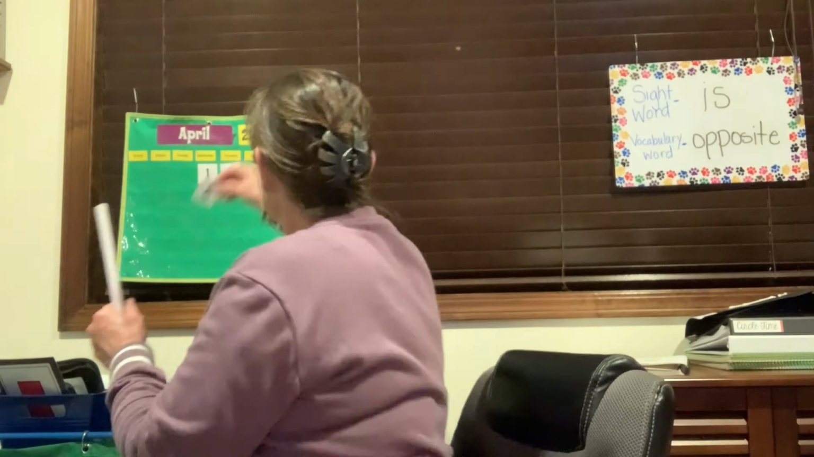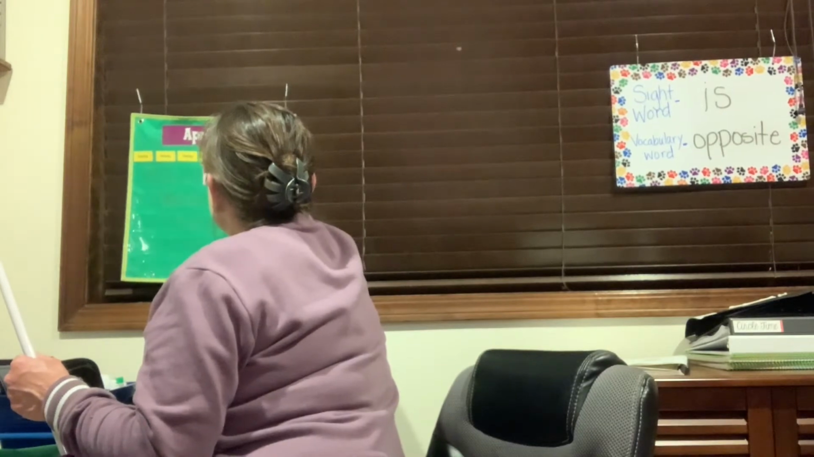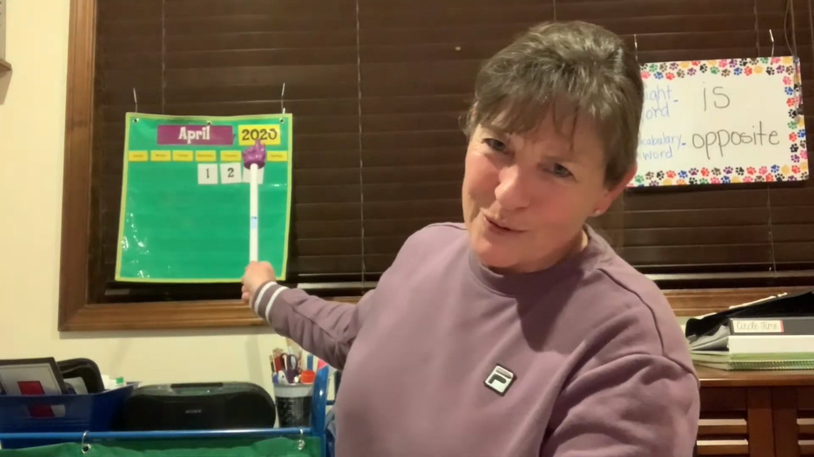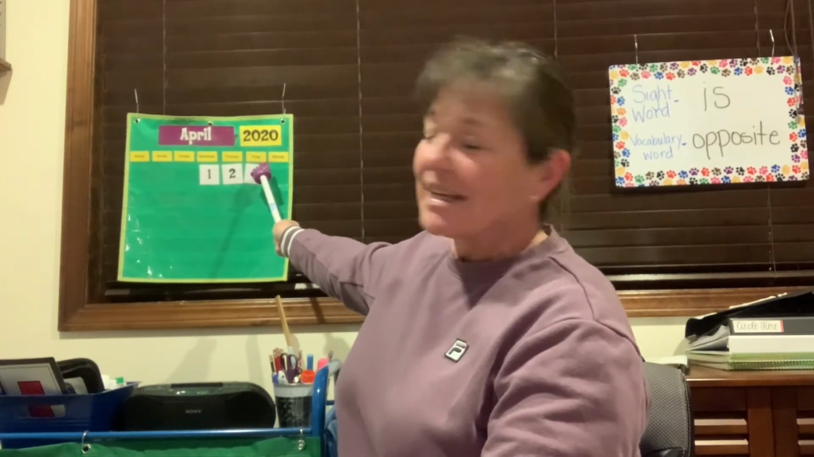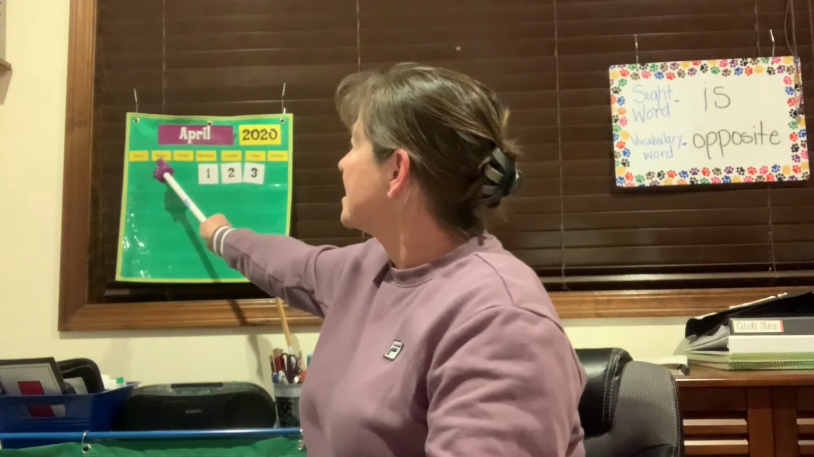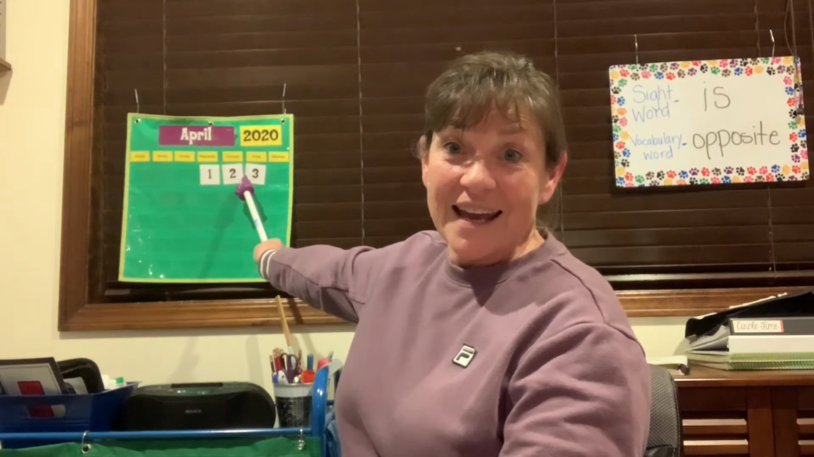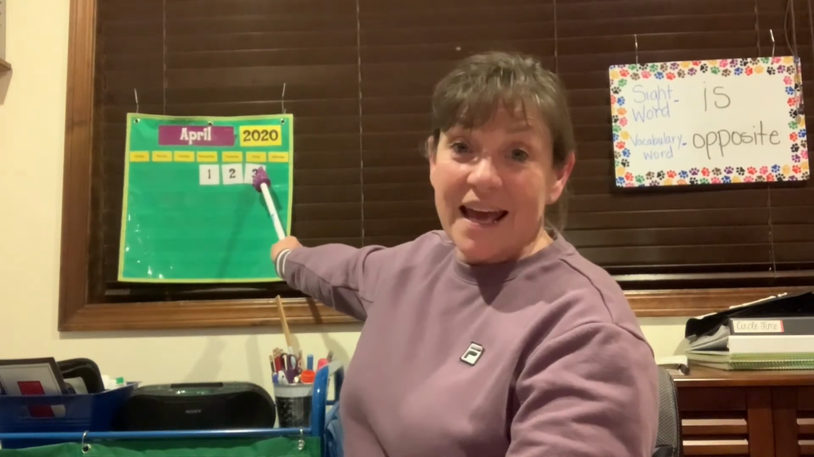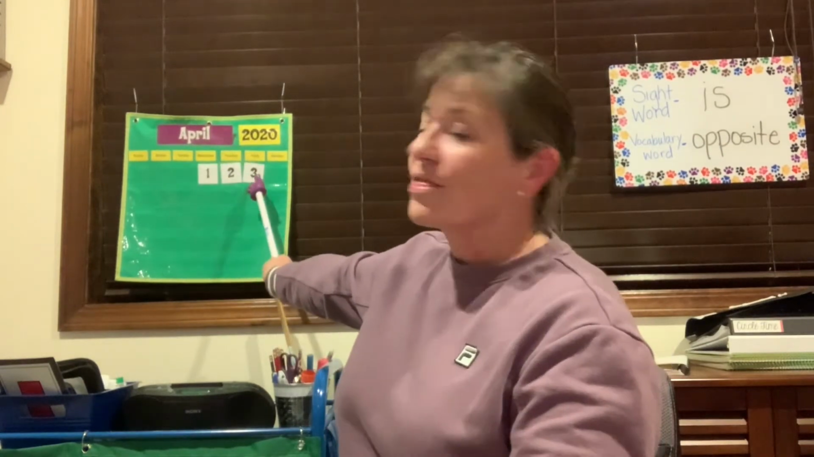Good job. Let's put it on the calendar. Oops, it's upside down. All right. So let's find out what day it is. I think I already told you what day it is, but if we point to the 3 and go up the elevator, there's Sunday and there's Monday, there's Tuesday and there's Wednesday, there's Thursday and there's Friday. Let's say the date together. Today is Friday, April. Did you remember to say April? April 3. Okay, very good.